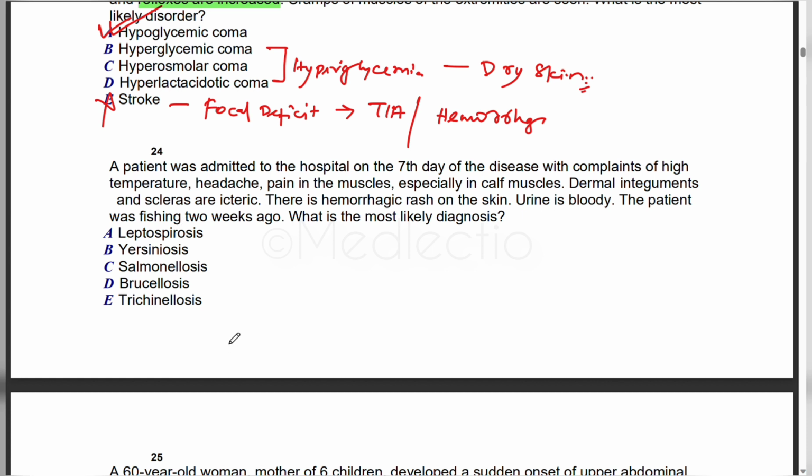So next question we have is from infectious diseases, a little non-specific type of question. A patient was admitted to the hospital on the 7th day of the disease with complaints of high temperature, headache, pain in muscle, especially in the calf muscle. Dermal integuments and sclera are icteric. So there is jaundice. There is hemorrhagic rash, and urine is bloody, hematuria. The patient was fishing 2 weeks ago. What is the most likely diagnosis?